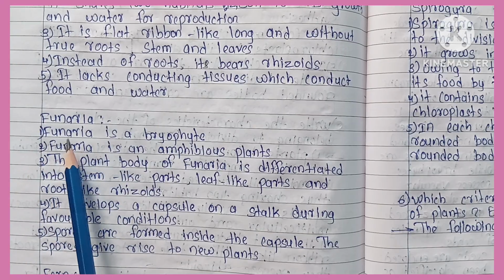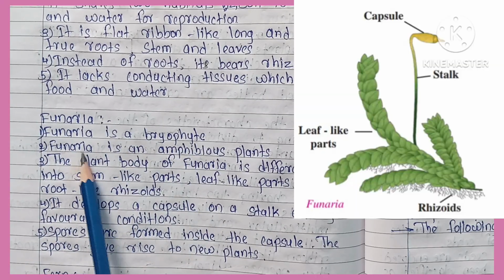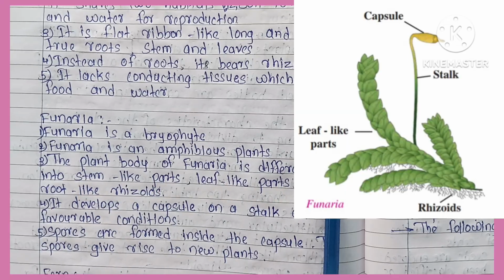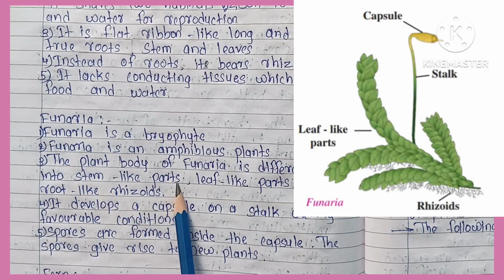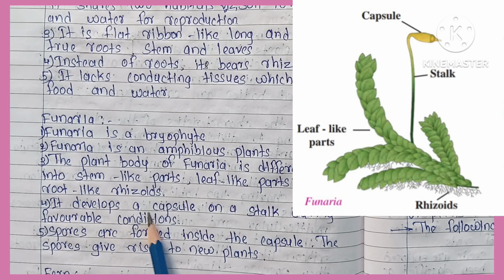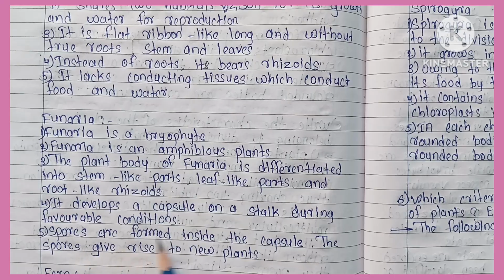Next, Funaria. Funaria is a bryophyte. Funaria is an amphibious plant. The plant body of Funaria is differentiated into stem-like parts, leaf-like parts, and root-like rhizoids. It develops a capsule on a stalk during favorable conditions. Spores are formed inside the capsule. The spores give rise to new plants.